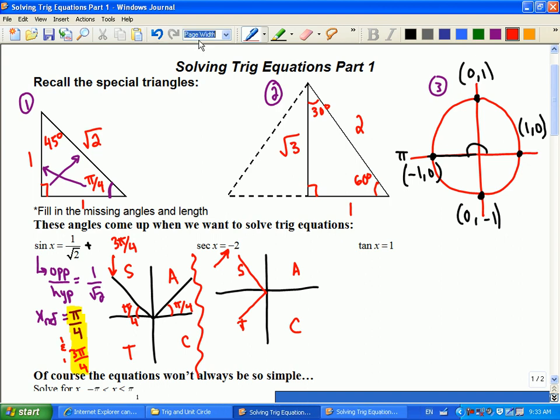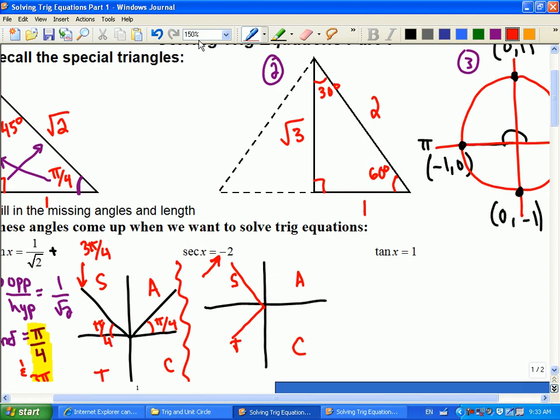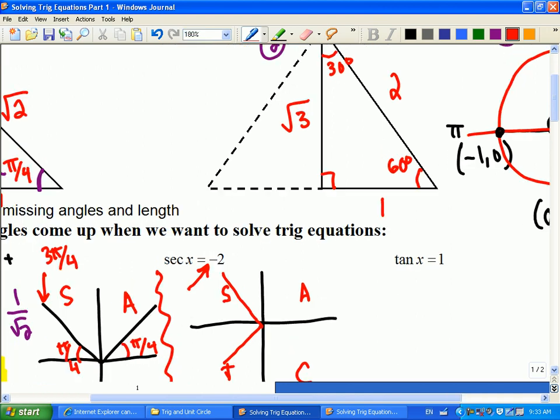I'm going to zoom in a bit here to give me some more space to write on, because I'm going to run out of space.